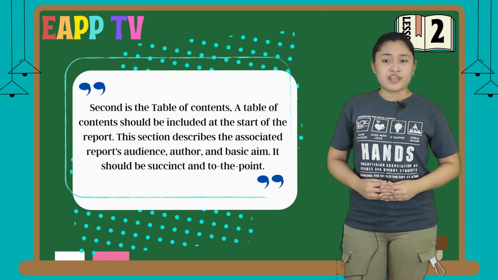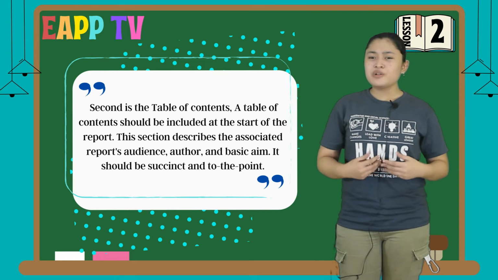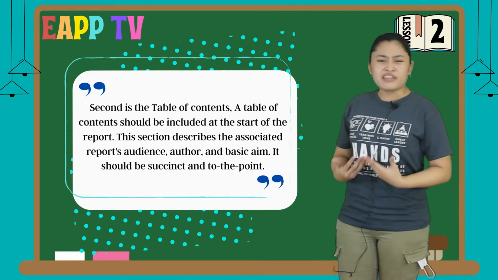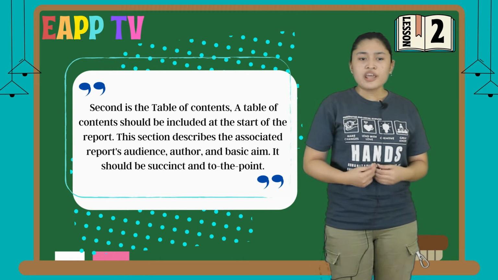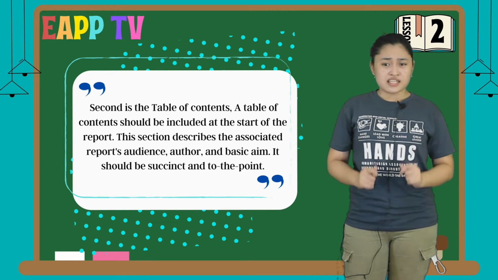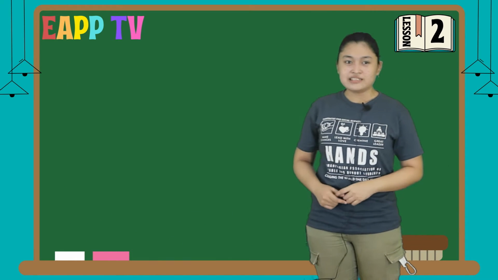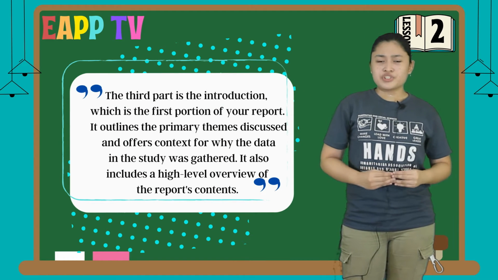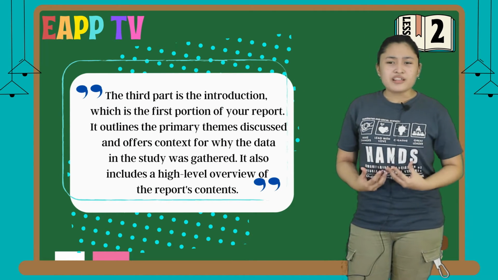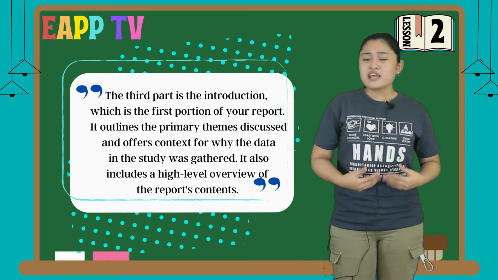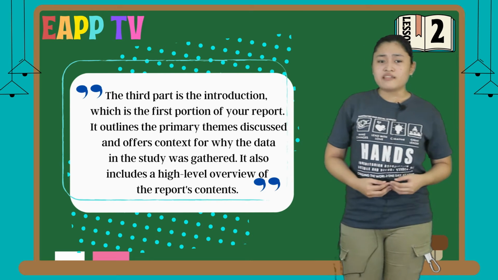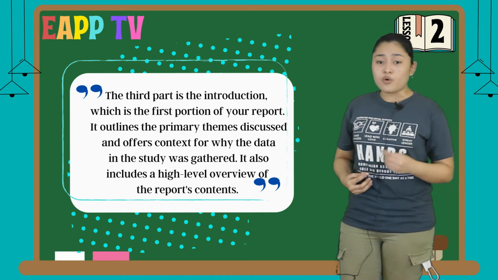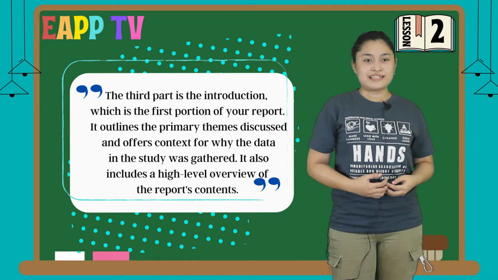Second is the table of contents. A table of contents should be included at the start of the report. This section describes the associated report's audience, author, and basic aim. It should be succinct and to the point. The third part is the introduction, which is the first portion of your report. It outlines the primary theme discussed and offers context for why the data in the study was gathered. It also includes a high-level overview of the report's contents.